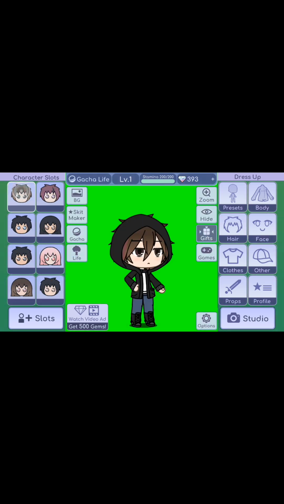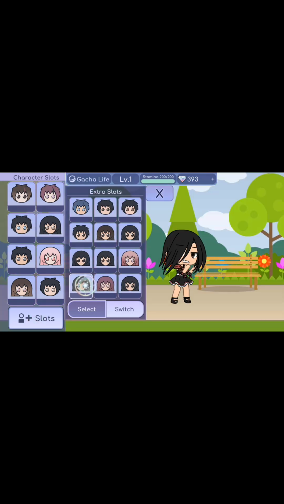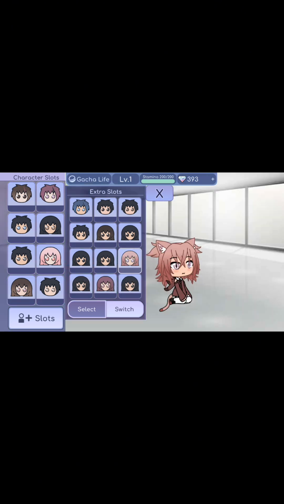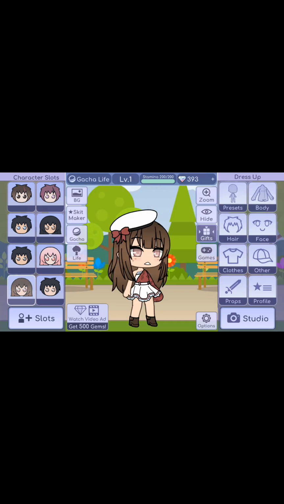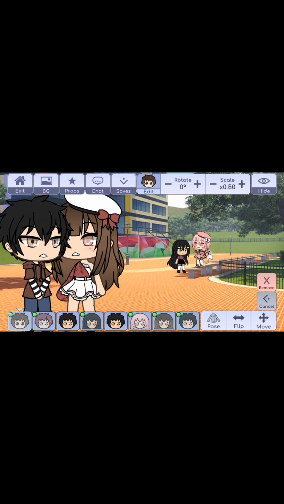So first you're gonna need some characters. You have to either create them or you probably already have them. That depends. You can either use Gacha Club, Gacha Life, or Gacha Life 2. Just depends. In this case, I'm gonna be using Gacha Life. So I'm gonna be using these two characters, and now I'm gonna have to position them.